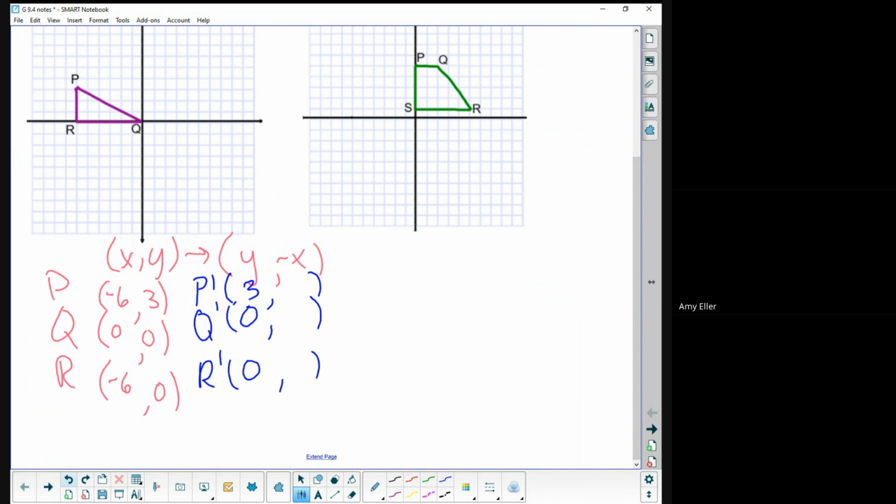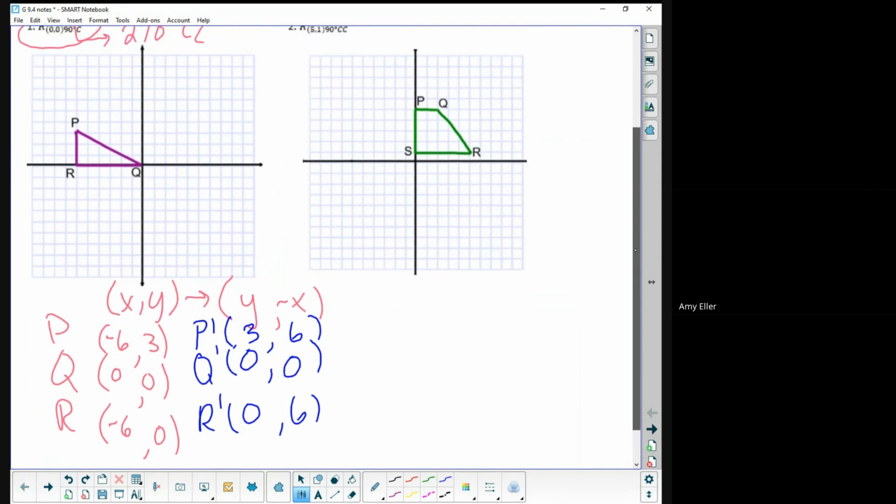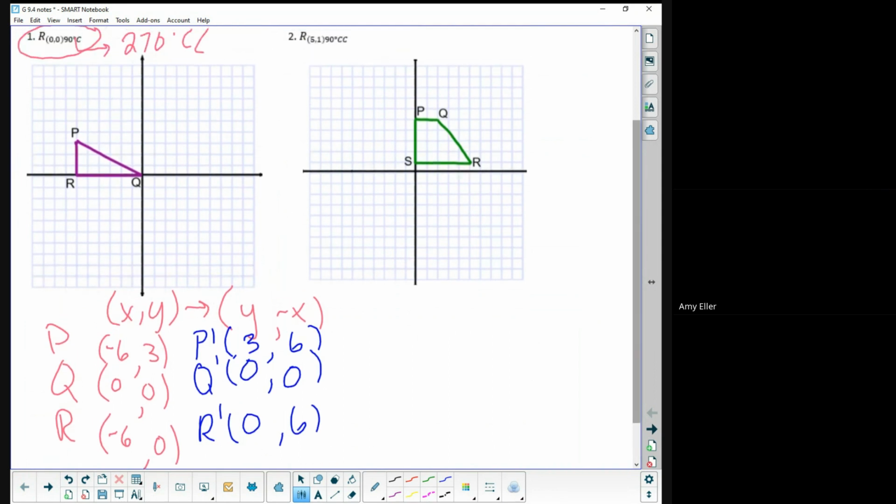Now I'll fill in the second column. I'm going to take the old X, but I have to add a negative to it. So it was negative 6. Put a negative with that. It's now positive 6. Put a negative with 0. It's still 0. Put a negative with this X. I get positive 6. Okay, let's plot those 3 points and label them.